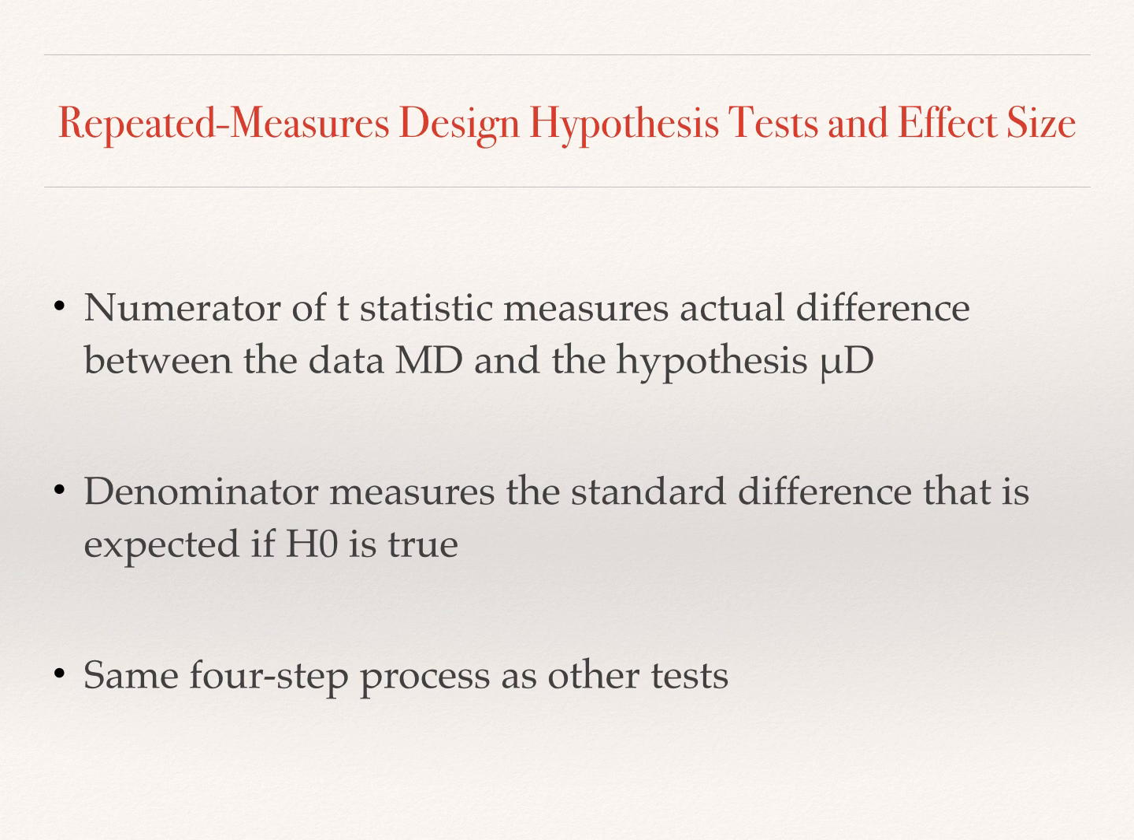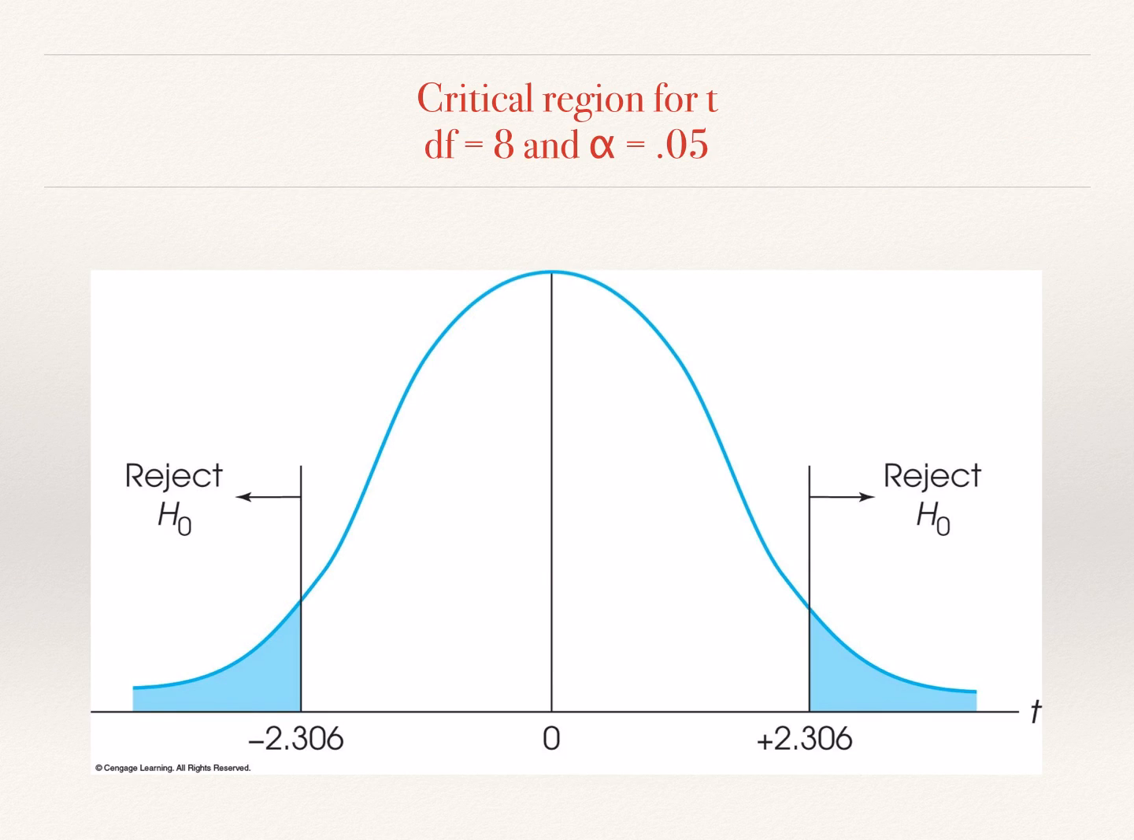And we'll have the same 4-step process as other tests. We're going to need to calculate degrees of freedom, and we're going to need to figure out the cutoff and the critical regions for this null hypothesis testing. Again, the same rules are going to apply for directional and non-directional hypotheses and 1- and 2-tailed tests. So all of this will be the same.